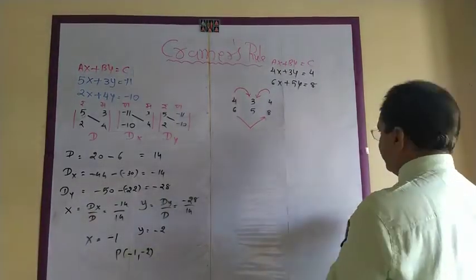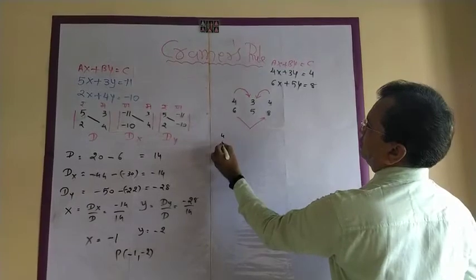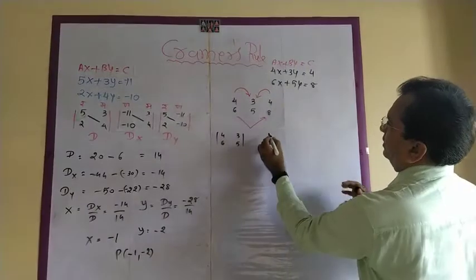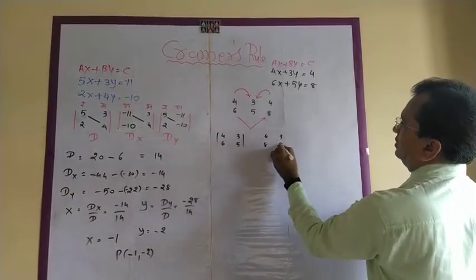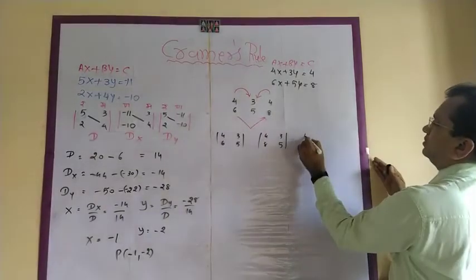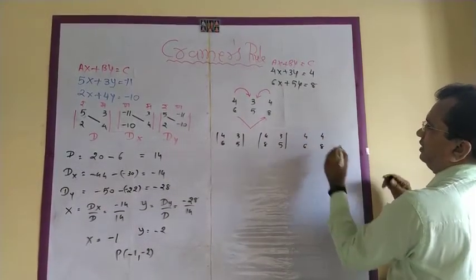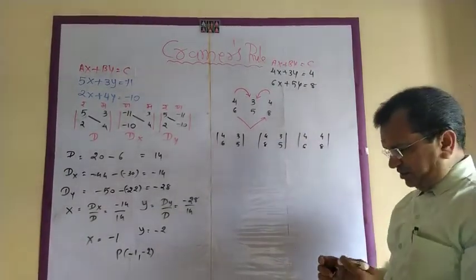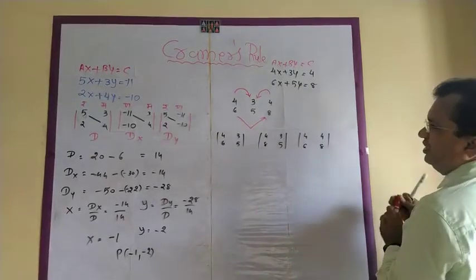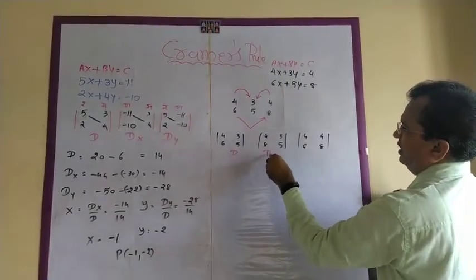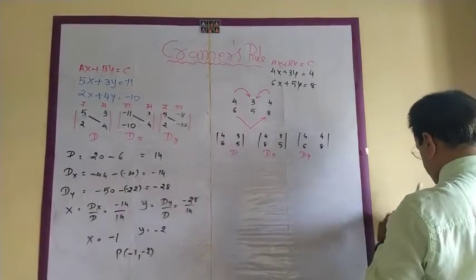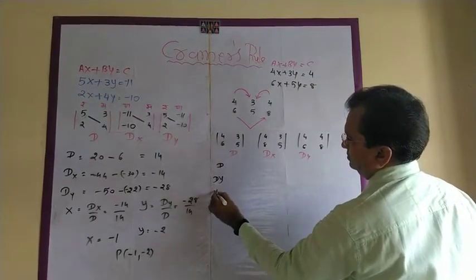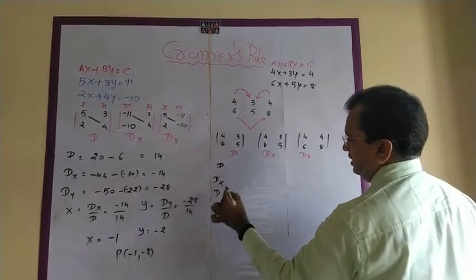Now collect that. First to second means 4, 6, 3, 5. Third to second: 4, 8, 3, 5. First to third: 4, 6, 4, 8. Correct? Now this is your D, this is your Dx, this is your Dy. Now again, the determinant values: D, Dx, Dy.